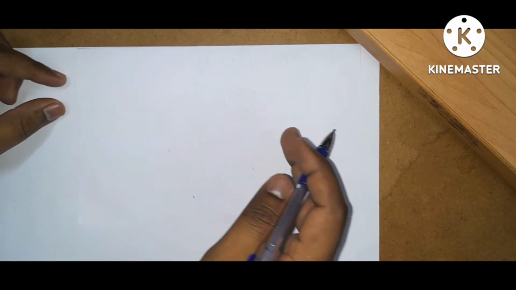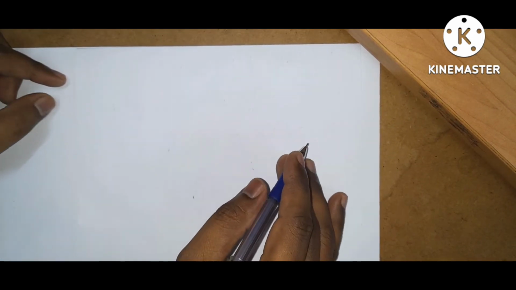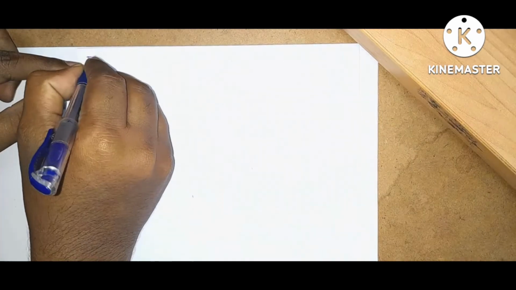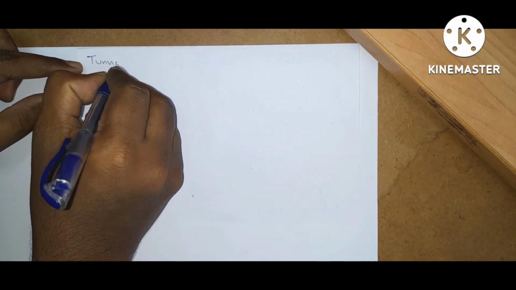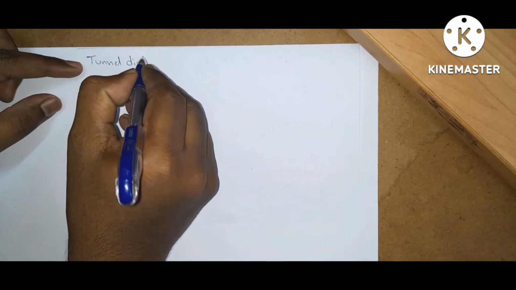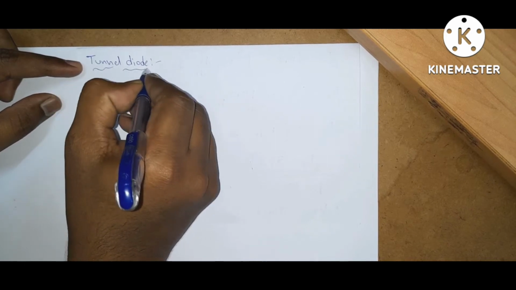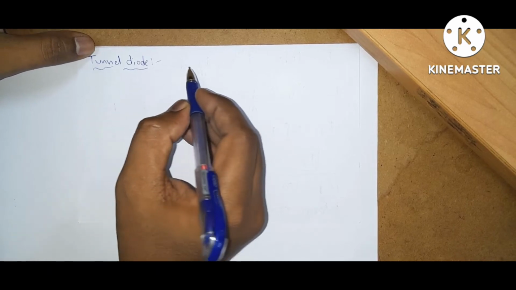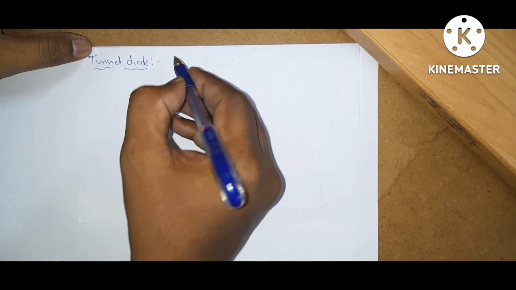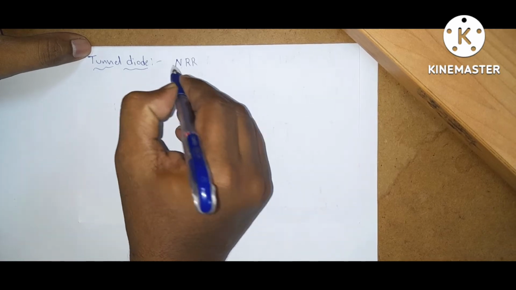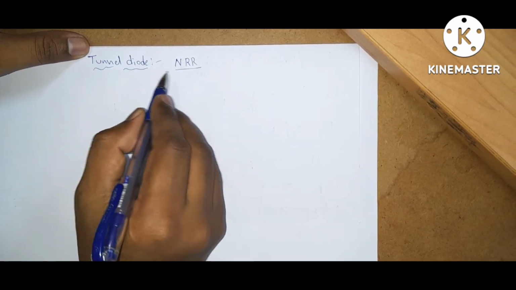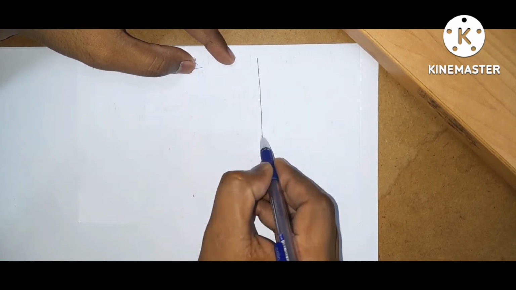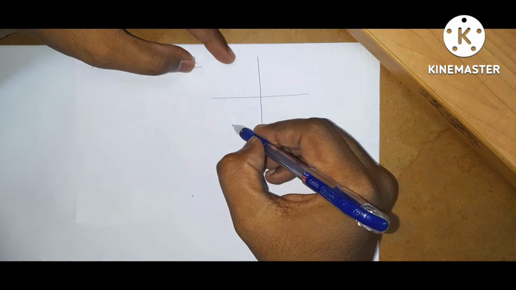Hello everyone. Before going to solving problems, let us discuss one small concept, that is tunnel diode. Tunnel diode can act as an active element in the negative resistance region, NRR. So the characteristics of tunnel diode is like this.